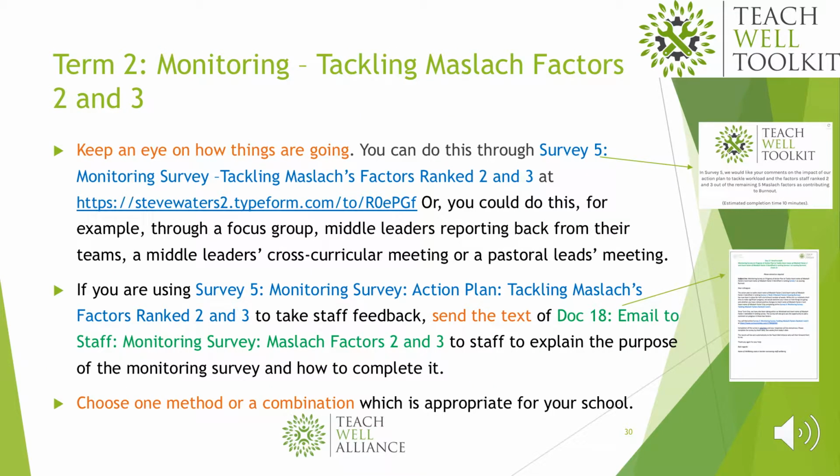At an appropriate time, for example halfway through the term or equivalent, monitor progress of your action plan. You do this by using Monitoring Survey 5, or you could take feedback from an established group within the school, such as Middle Leaders or SLT, or you could set up a cross-school focus group of volunteers. The results of the monitoring should inform actions you will take in Term 3 to tackle Maslach Factors 4 and 5.